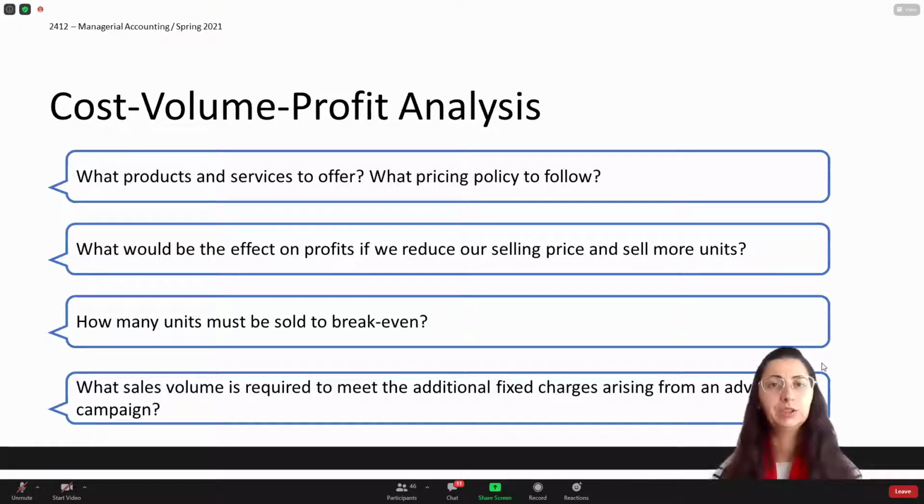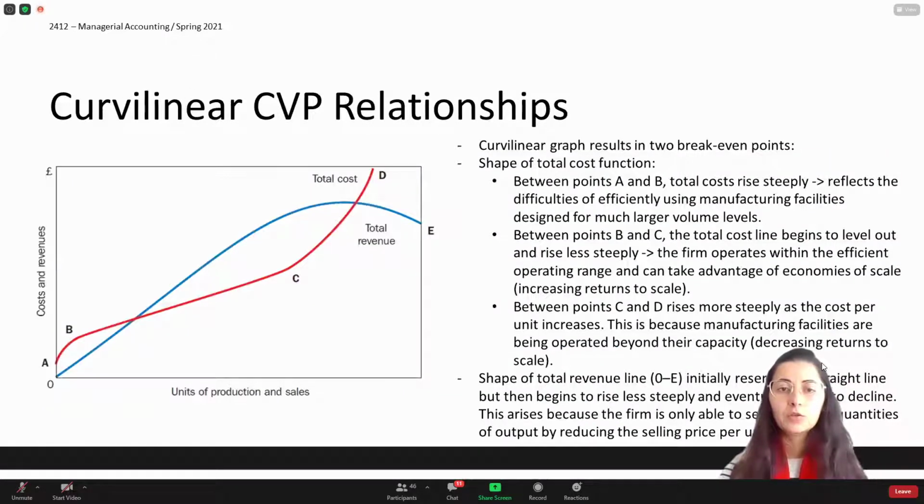So these are some questions that managers have on a day-to-day basis when they need to make decisions. They need to have information in order to answer these questions. And this type of analysis, the CVP analysis, helps managers answer these questions. So let's look here at these graphs. So here we have what we call a curvilinear CVP relationship. So the red curve there between point A and point D is the total cost line. And then we have in blue the total revenues.